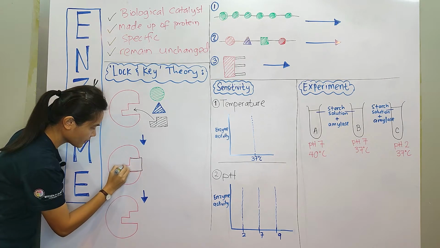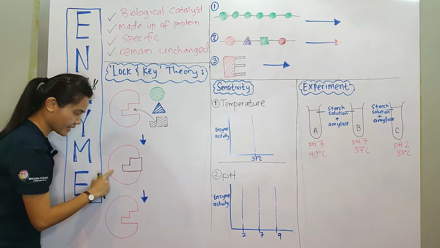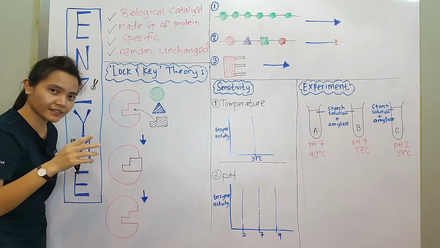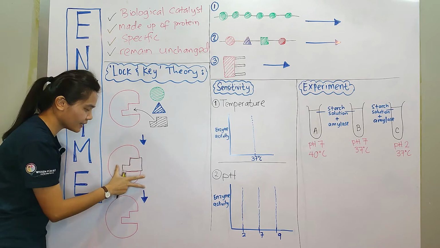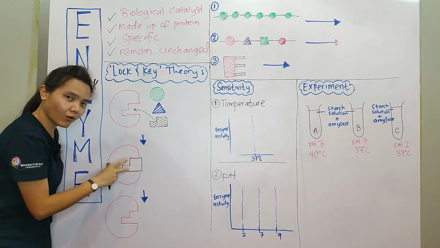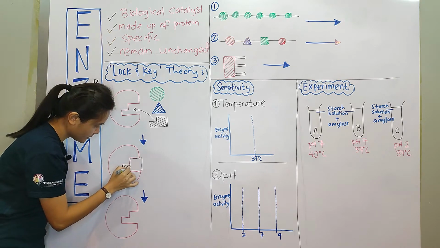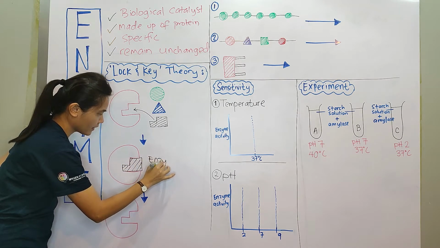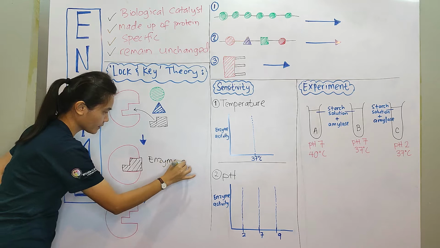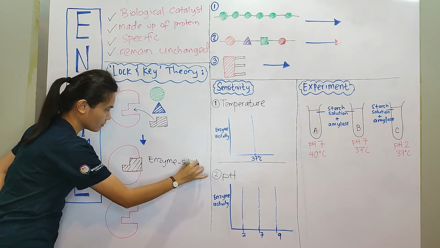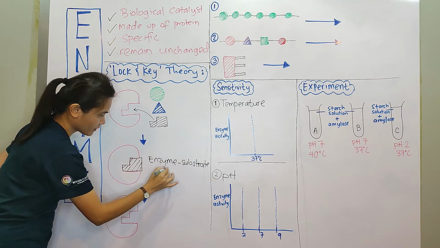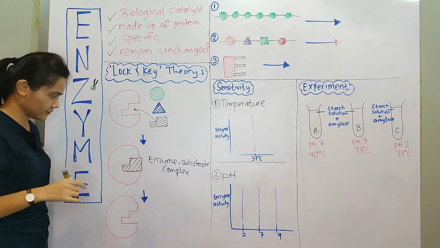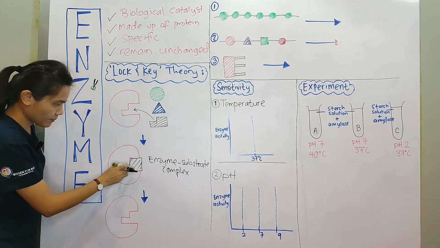So what happened is, now you have an enzyme substrate complex. Not complex as in difficult, complex as in they become one whole unit. So this is called the enzyme substrate complex.